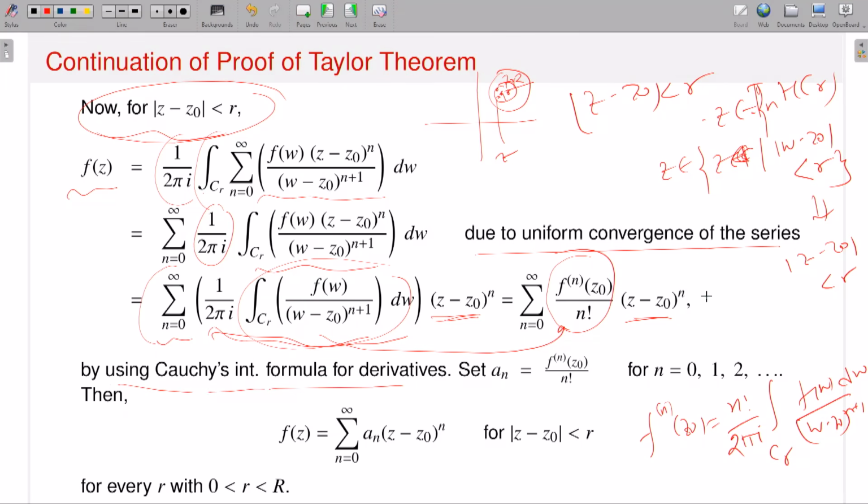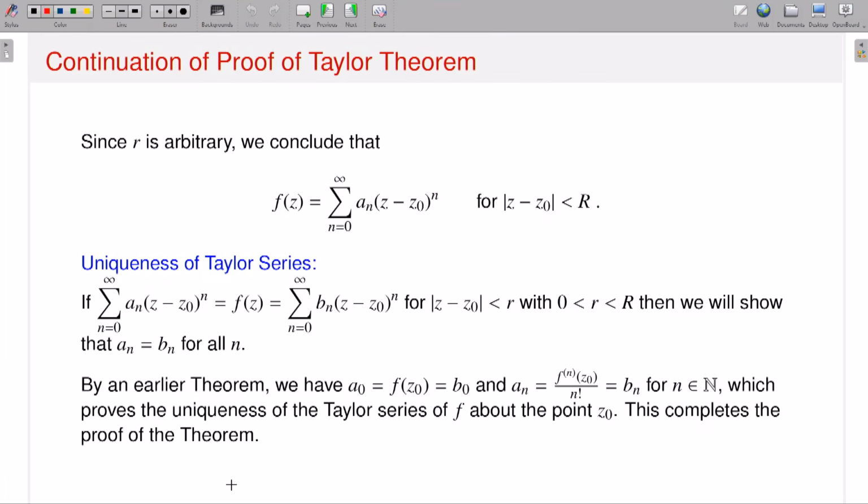So using Cauchy's integral formula for derivatives, this is of the form sum over n from 0 to infinity of a_n times (Z minus Z0) to the power n. But what is my a_n? a_n is nothing but the nth derivative of my function f at the point Z0 divided by n factorial. So I can write my f as the sum over n from 0 to infinity of a_n (Z minus Z0) to the power n, where the absolute value of Z minus Z0 is strictly less than r, where small r is less than capital R. Once I have that, since r is arbitrary, in the ball of center Z0 and radius R, I will have the expression of my function f in terms of a power series.